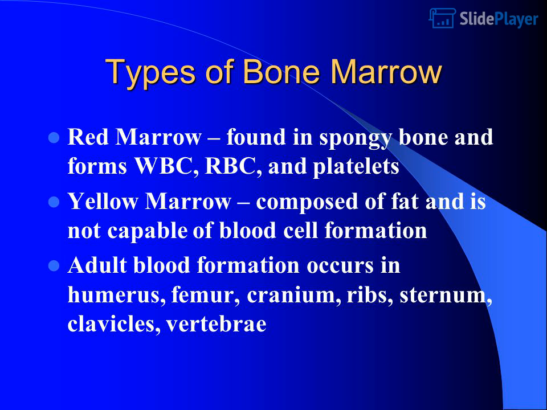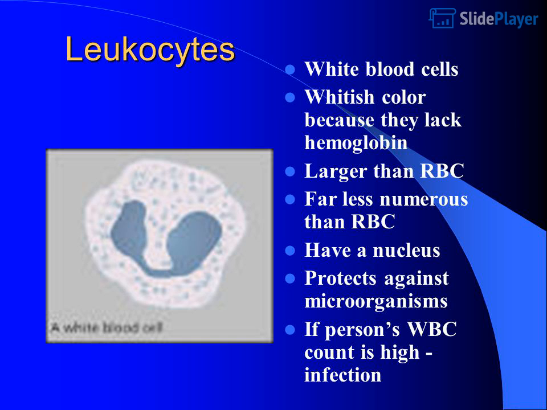Types of bone marrow. Red marrow, found in spongy bone, forms WBC, RBC, and platelets. Yellow marrow is composed of fat and is not capable of blood cell formation. Adult blood formation occurs in the humerus, femur, cranium, ribs, sternum, clavicles, and vertebrae.